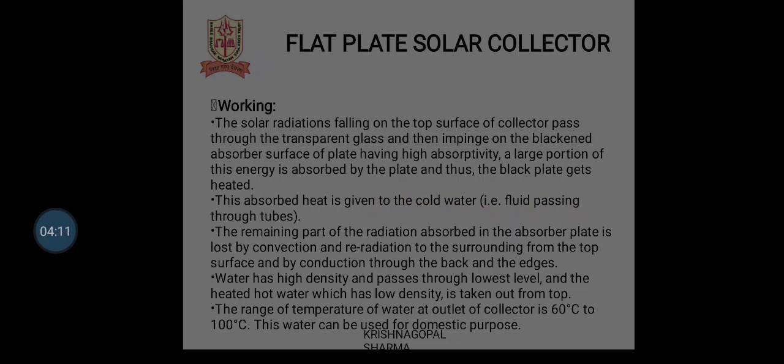Working. The solar radiation falling on the top surface of the collector passes through the transparent glass and then impinges on the blackened absorber surface of the plate having high absorptivity. A large portion of this energy is absorbed by the plate and thus the black plate gets heated. This absorbed heat is given to the cold water. The remaining part of the radiation absorbed in the absorber plate is lost by convection and re-radiation to the surroundings from the top surface and by conduction through the back and the edges.